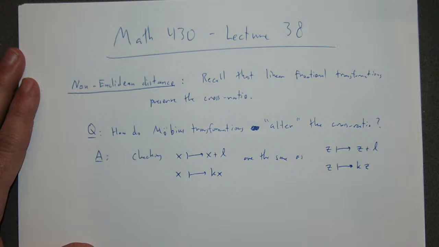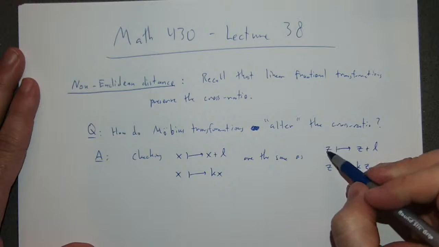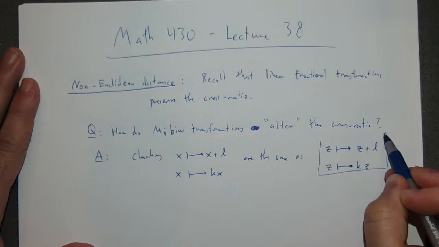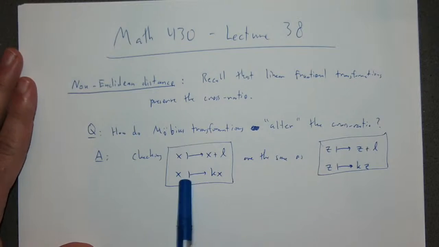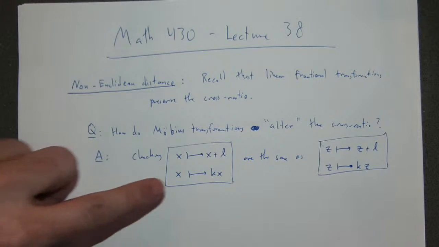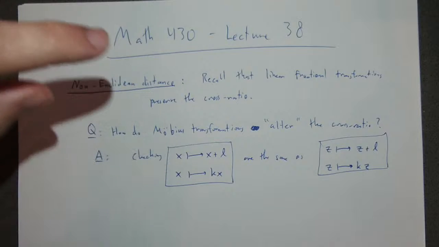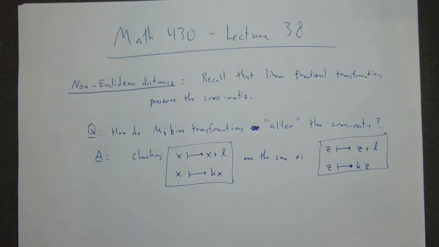So these two leave the cross ratio invariant, as did these. Of course, we know that the generating transformations for linear fractional transformations leave the cross ratio invariant. That's why the linear fractional transformations had the cross ratio as an invariant in the first place.